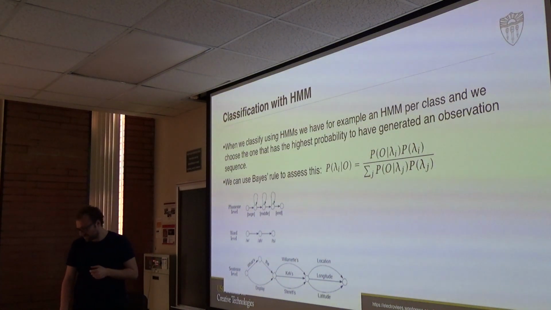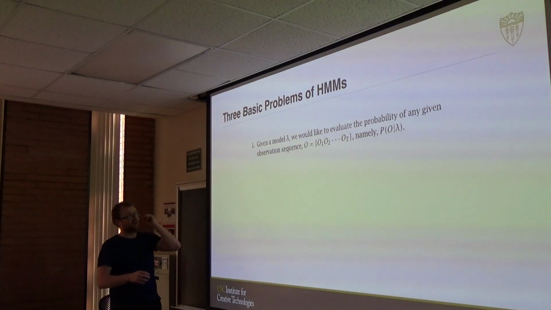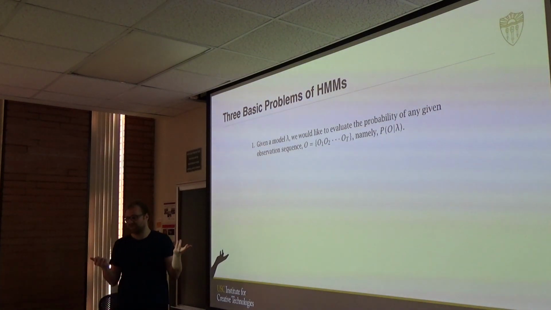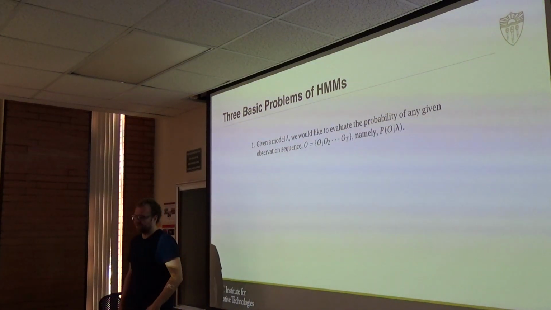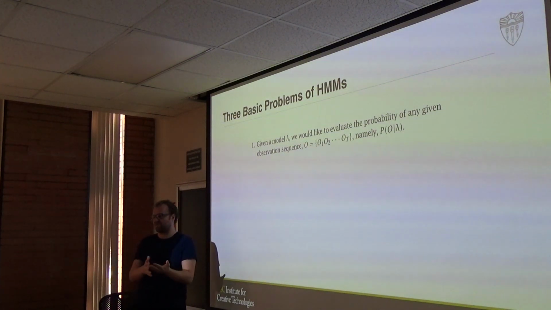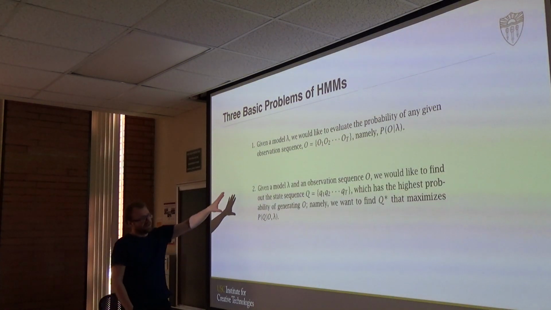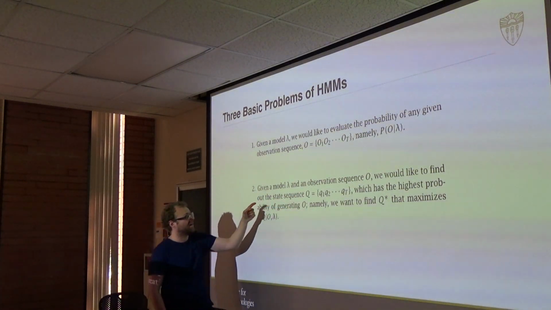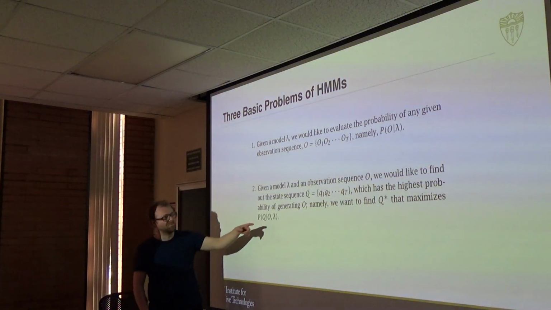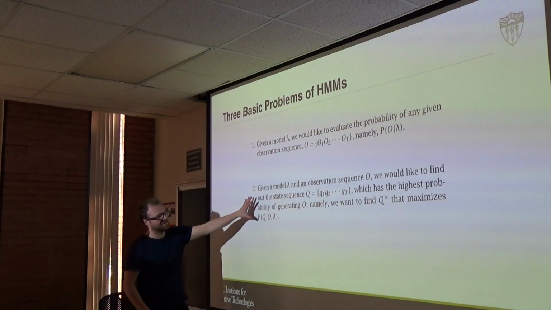Okay? All right. So let's talk about the 3 main or basic problems that hidden Markov models have. The first problem that we want to solve is, given a certain model, we would like to evaluate the probability of any observation sequence, namely P of O given the model lambda. Why do we need that? Well, to do the classification, we need to calculate this. We need to know the probability of a given hidden Markov model to have produced a sequence. That should be fairly clear why this one is important. The second one is, given a certain model and an observation sequence, we would like to find the state sequence which has the highest probability of generating it. Namely, we want to find Q star that maximizes this probability. That one's not so clear why we need, but it will become clear in a moment.